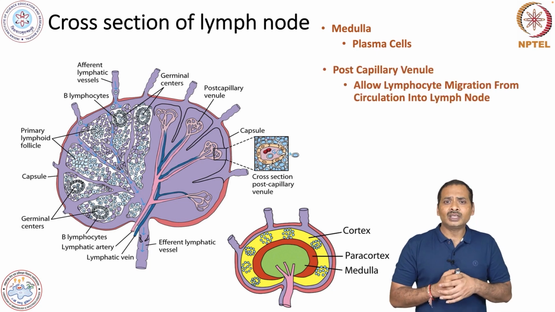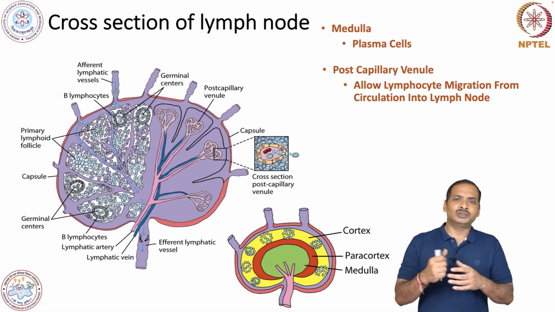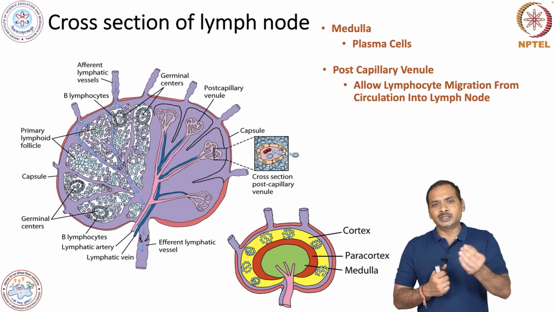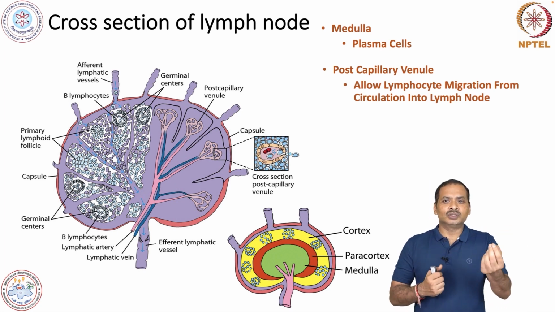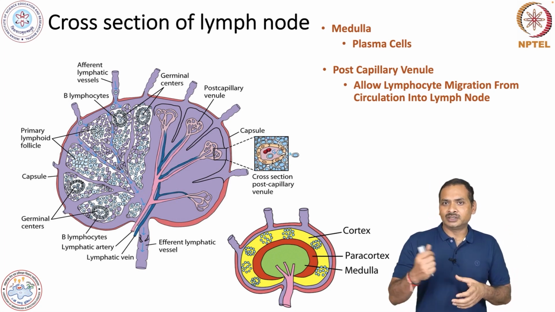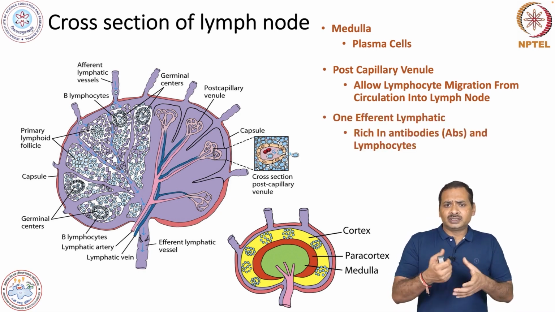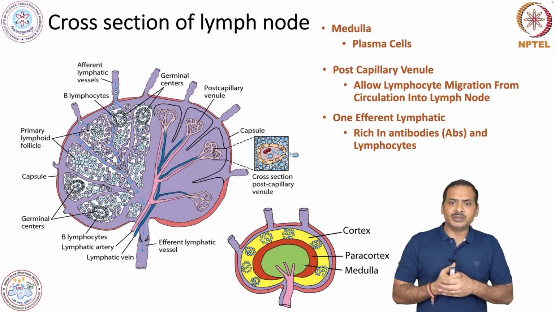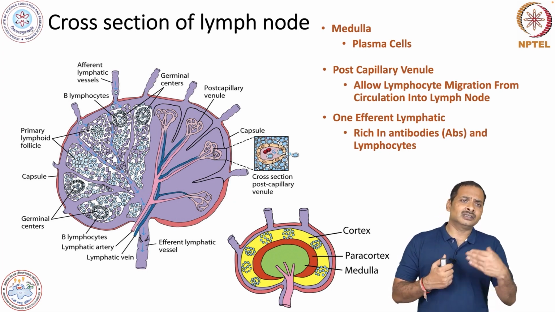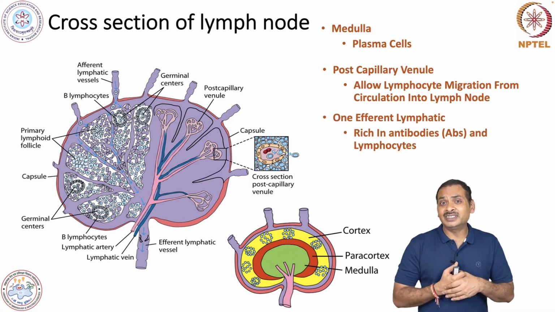Okay, there are post capillary venules which allow lymphocyte migration from circulation to the lymph node. So there is a process by which lymphocytes can move from circulation to the lymph node. And the afferent lymphatic vessels, which I already explained, are rich in antibodies, and are also rich in various effector T cells.